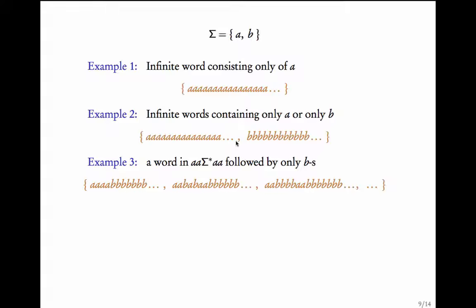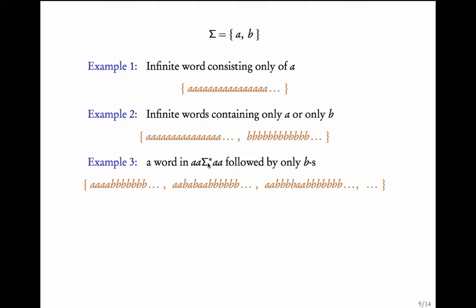Another example of a language is a word in AA sigma star AA. This is a regular expression, so this will give us a language of finite words. You take some word in that language and then follow it up with only B's. Here are some examples. Look at A. So A belongs to this regular expression, I mean the language of this regular expression.